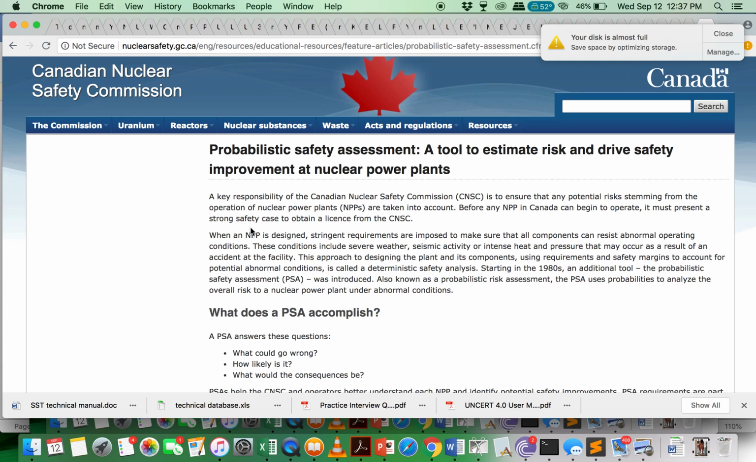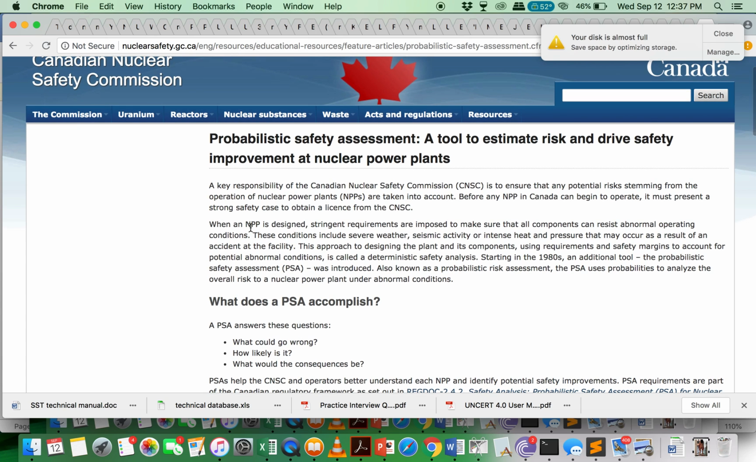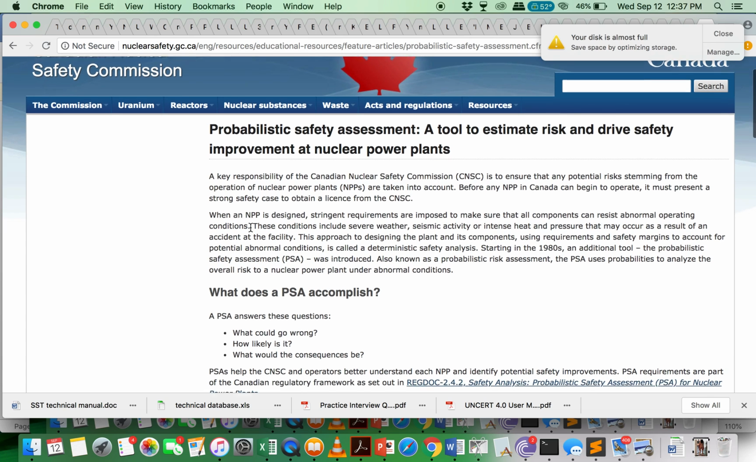Probabilistic safety assessment, a tool to estimate risk and drive safety improvements at a nuclear power plant.